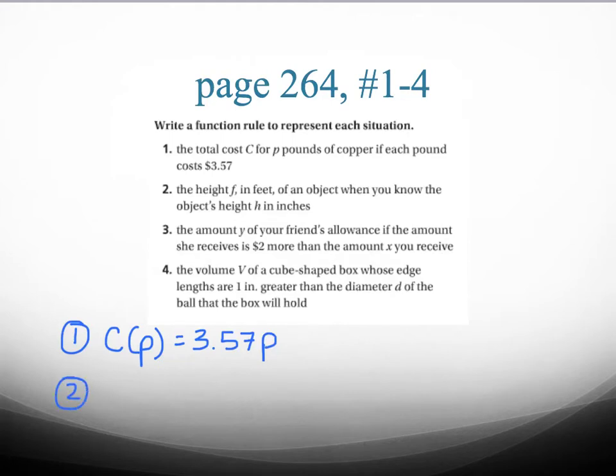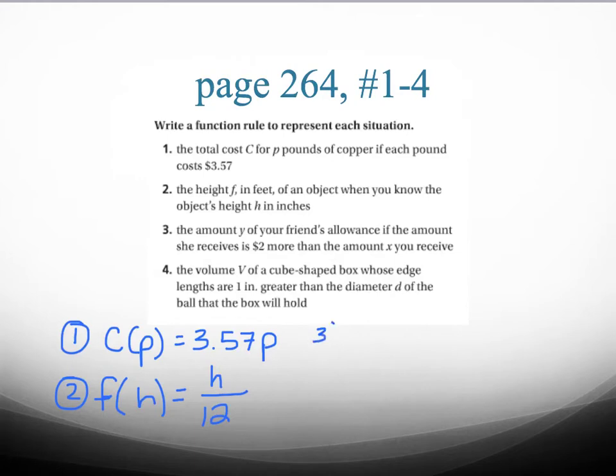2. The height f in feet of an object when you know the height h in inches. This is the opposite of one we had on an exit quiz, so hopefully you've already taken that. The height in feet is a function of the height in inches. So what do you do with the height in inches to go to feet? You would take h and divide it by 12. Your answer is going to be a smaller number if you're taking that height in inches and changing it to feet, because you need fewer of them to cover the same distance.